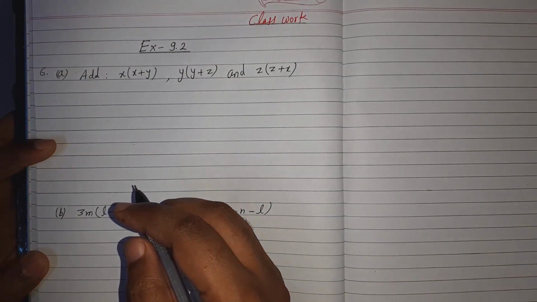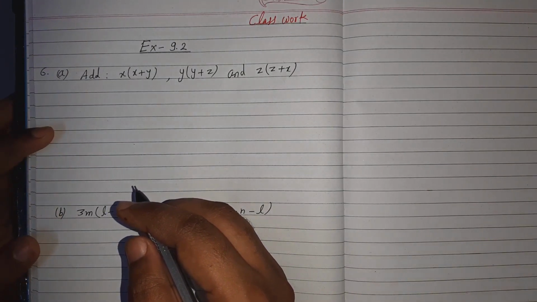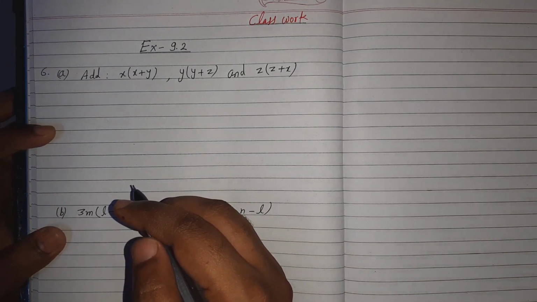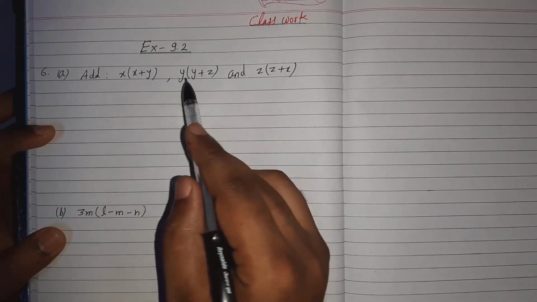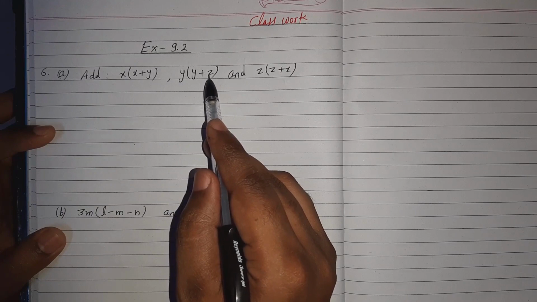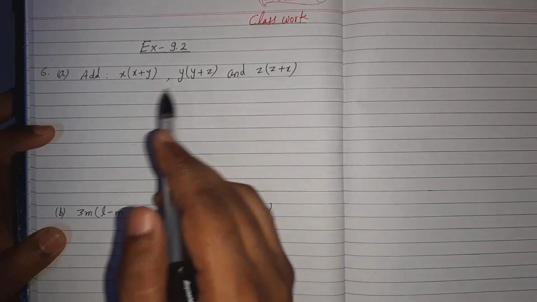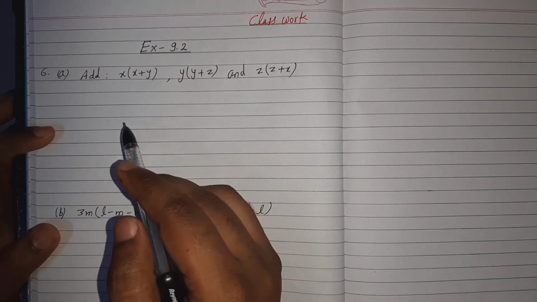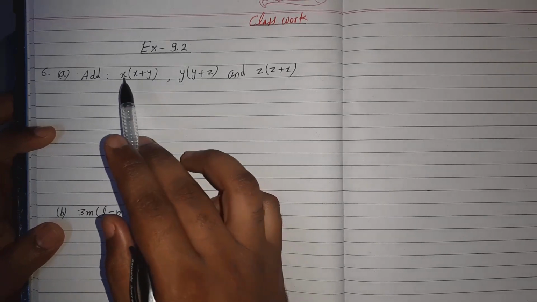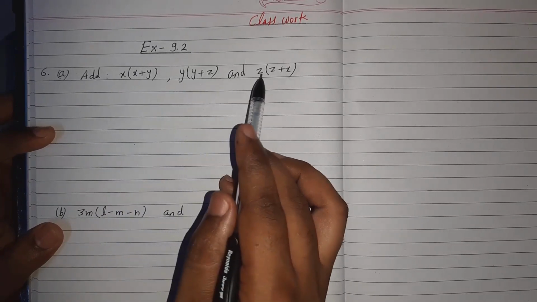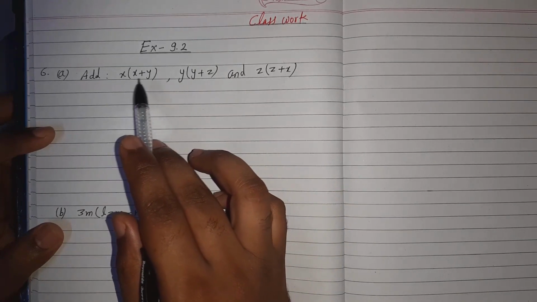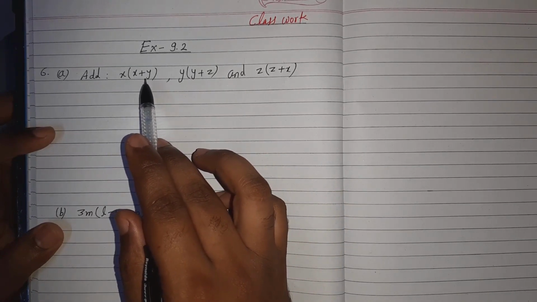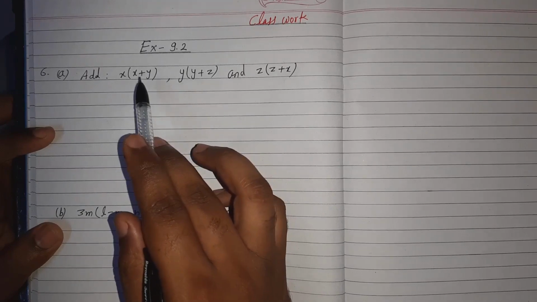Now we will continue with exercise 9.2, question number 6, first part. Add x(x + y), y(y + z) and z(z + x). Now in this question the polynomials are given in product form. So first we will simplify the brackets by multiplying and thereafter we will add.